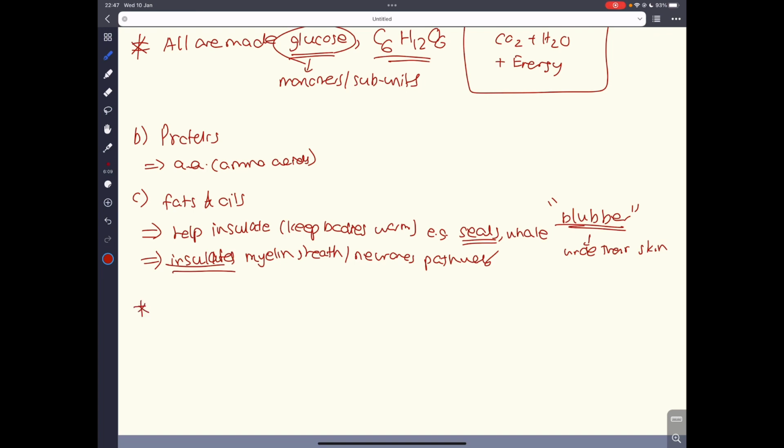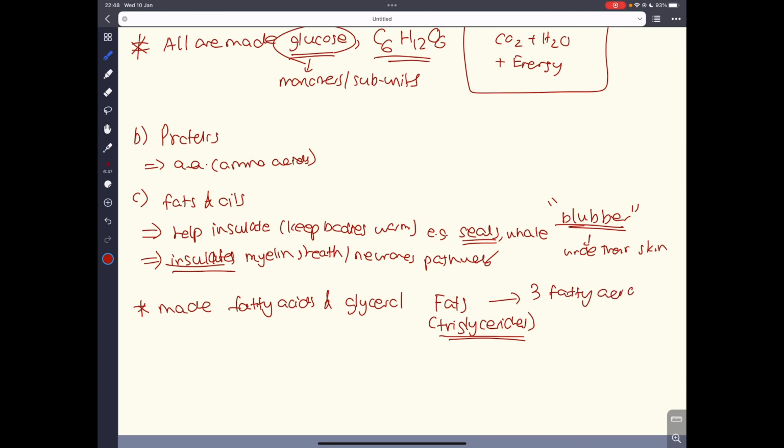Fats and oils are made of two substances: fatty acids and glycerol. You have to draw these two molecules in a very basic structure. Mostly fats, which we can call triglycerides. Remember, triglycerides and fats are mostly the same. At this level, most of the fats are triglycerides. These triglycerides are made out of 3 fatty acids plus 1 glycerol molecule.